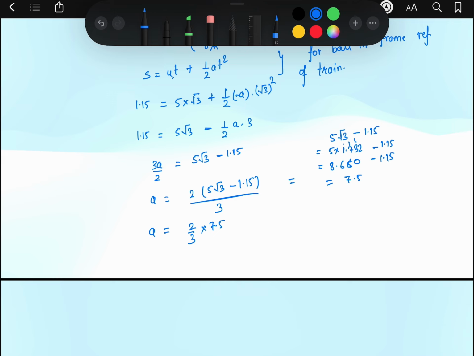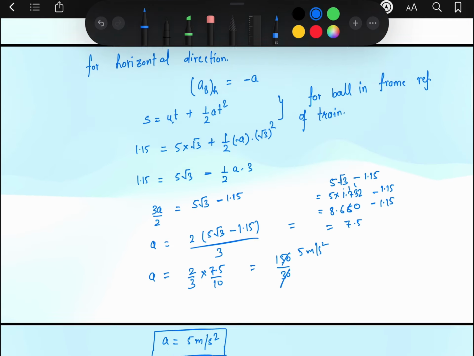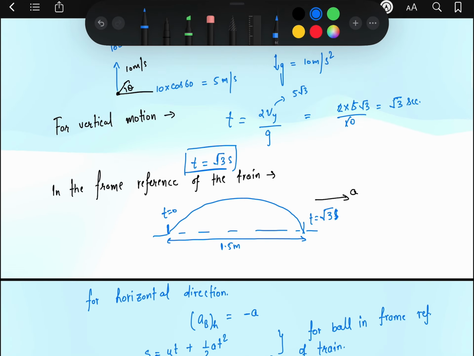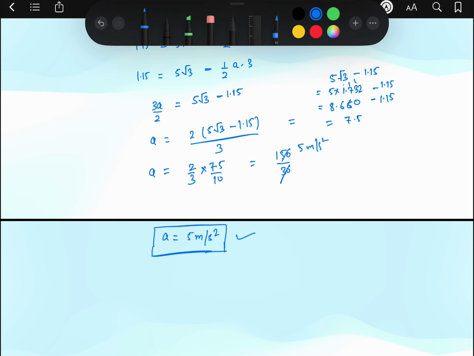So we can solve it like this: that will be equal to 150 divided by 30, so it will be nearly equal to 5 meter per second square. So the acceleration of the train that we got is 5 meter per second square. Okay, so this is our answer. We have to check the calculations a little, which we have to keep in mind while solving the question. So here is the answer for this question, 5 meter per second square.